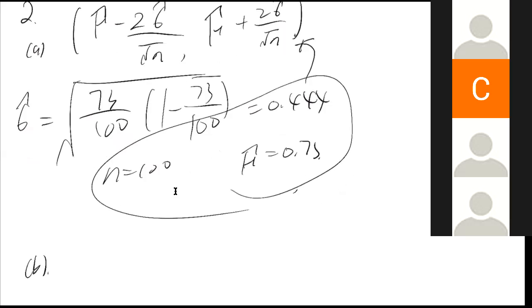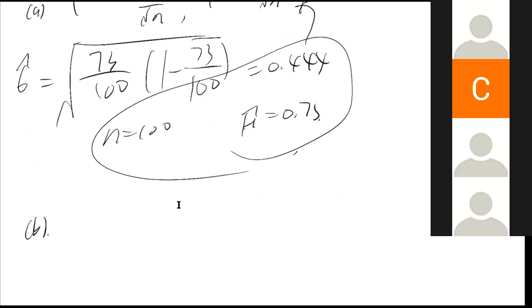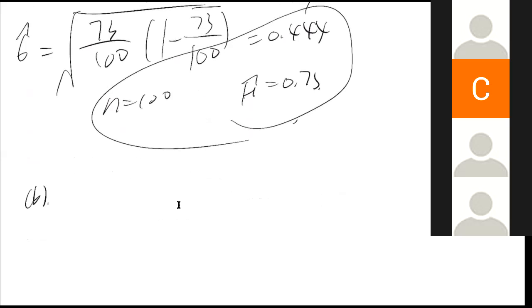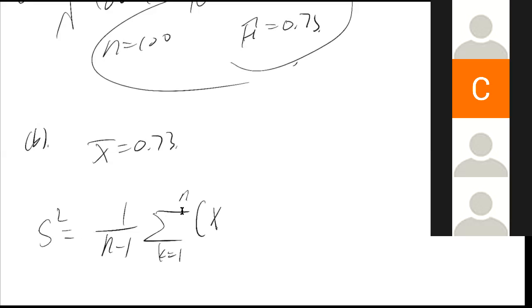And for part B, we want to estimate the variance of Maya making a shot using the estimator of variance. Again, since this is a Bernoulli variable, it only has 1 and 0 for each shot. It can be either success or failure. But we know that x bar itself is 0.73, which was given. So S squared is 1 over n minus 1 times the summation from k equals 1 to n of (xk minus x bar) squared.